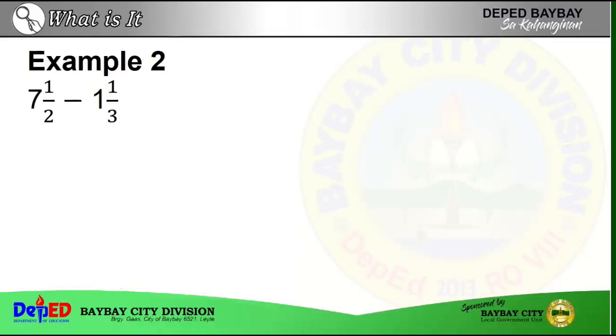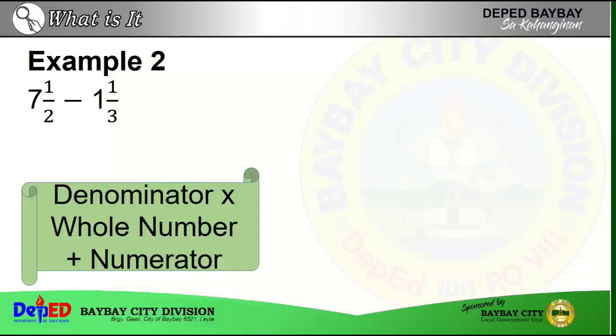Another example for subtraction: 7 and 1/2 minus 1 and 1/3. So first step, we will change each mixed number into improper fraction by using the simple way: denominator times whole number plus numerator.